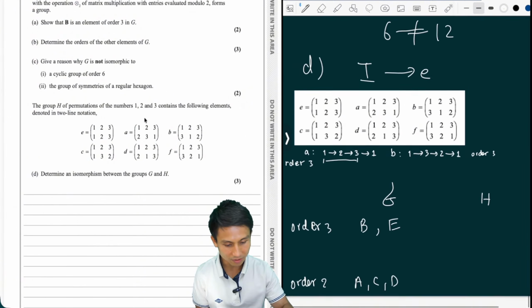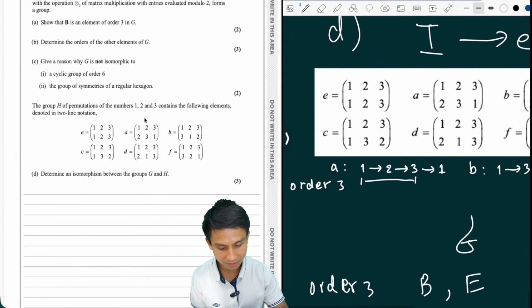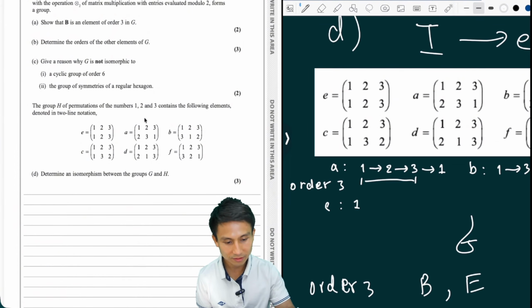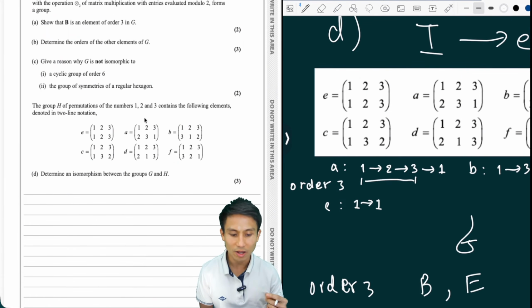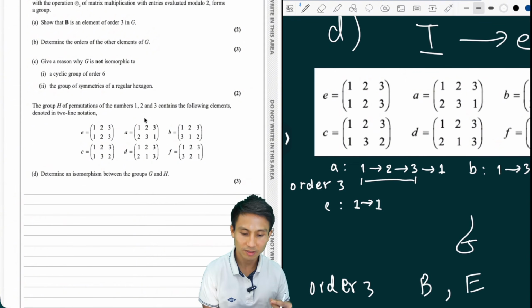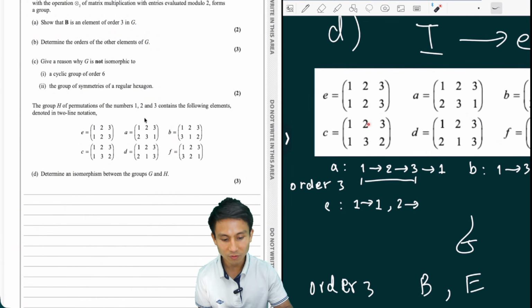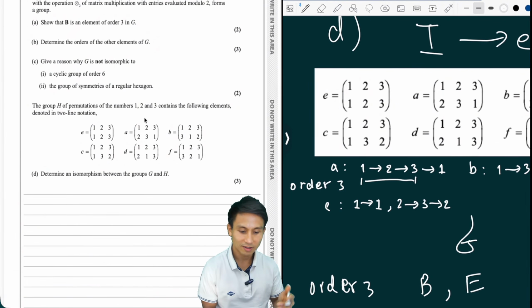Now let's have a look at other ones, like C, D, and F. So C. We start from 1. We go to 1. Well, if we were to conclude here that the order is 1, it would be too soon. We need to start from 2. So where do we go? We go to a different number, 3. If we are at 3, we go to 2. So that is back to where we started, which is 2.